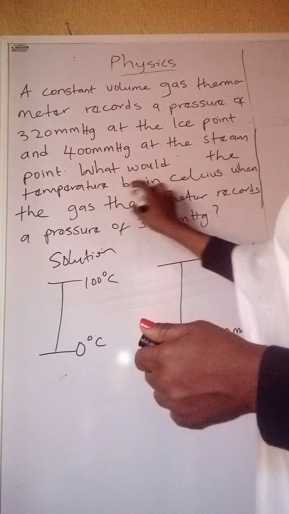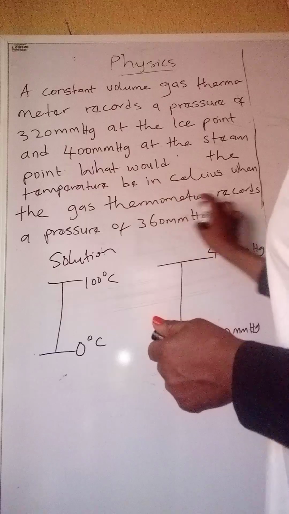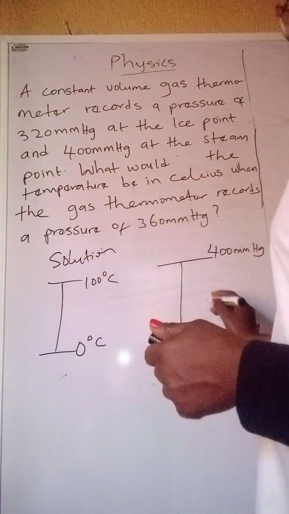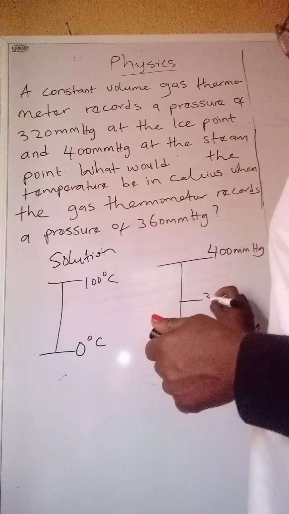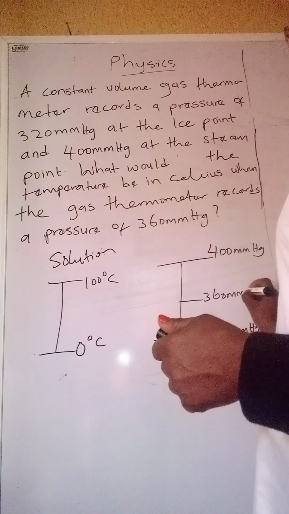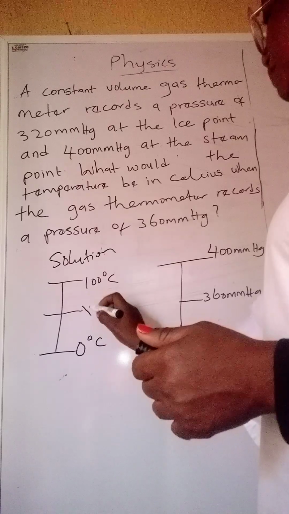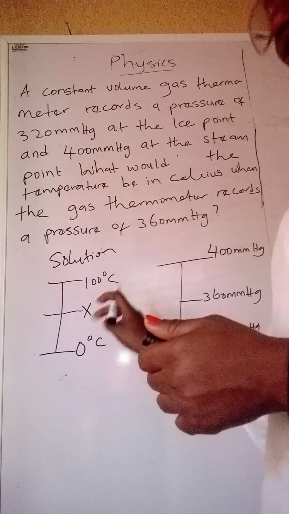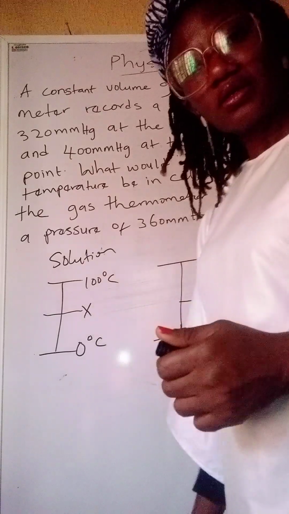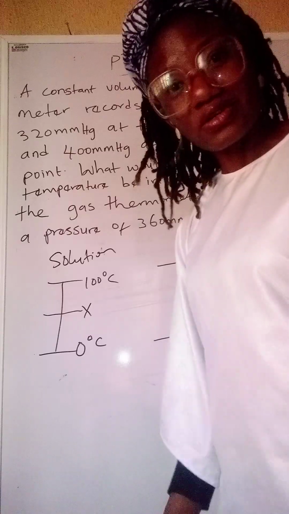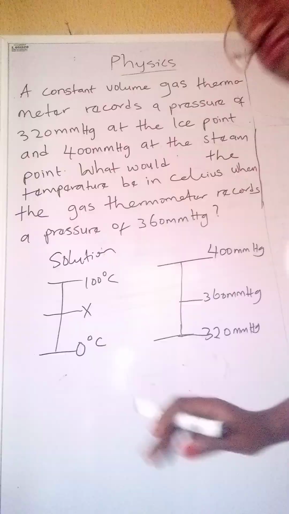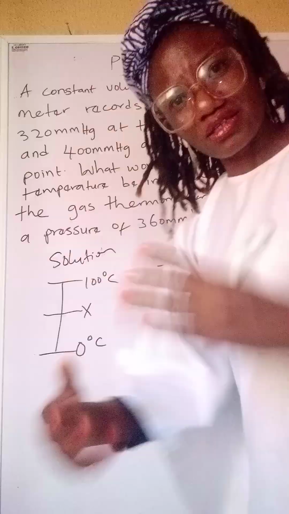What would the temperature be in Celsius when the gas thermometer records a pressure of 360? Let's say the 360 is somewhere around this point. So we are finding the corresponding temperature on the Celsius scale. Let's target x. If you don't like x, use any other letter, okay?